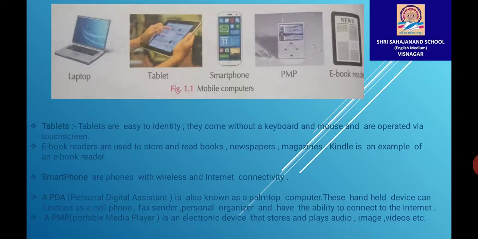Smartphone. Smartphones are phones with wireless and internet connectivity. A PDA, personal digital assistant, is also known as a palmtop computer. This handheld device can function as a cell phone, fax sender, personal organizer, and has the ability to connect to the internet. A PMP is an electronic device that stores and plays audio, images, videos, etc.